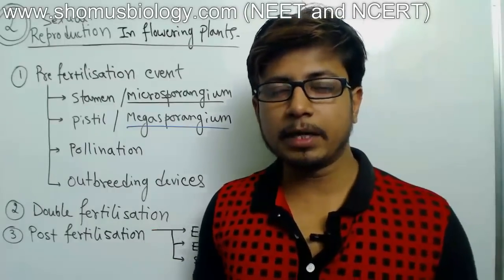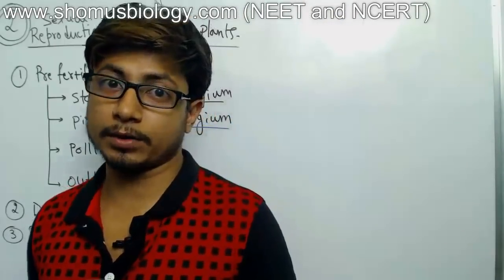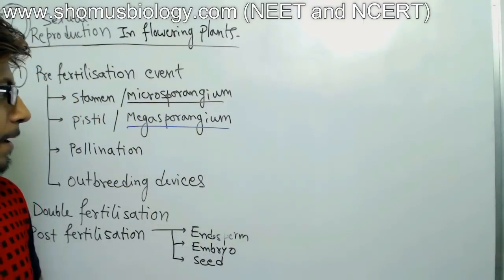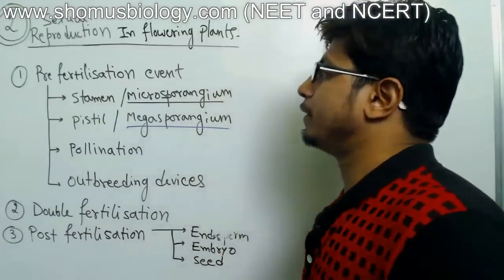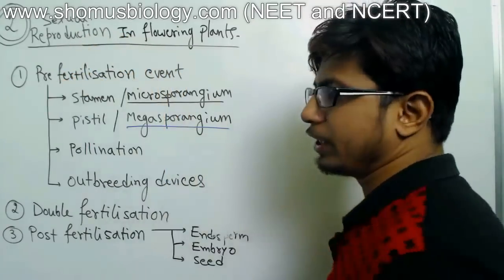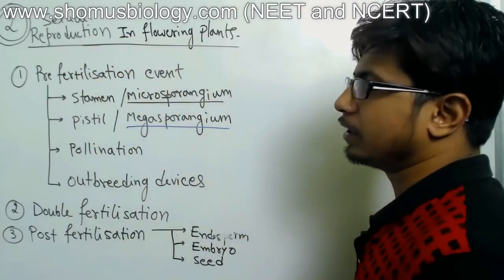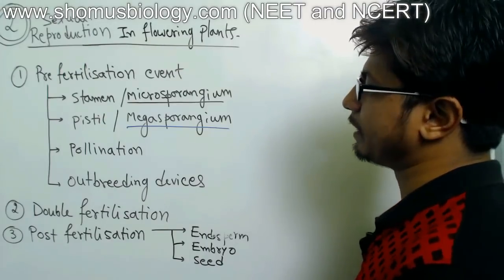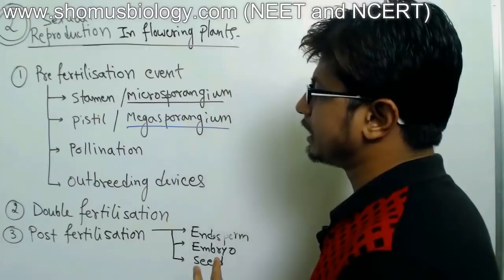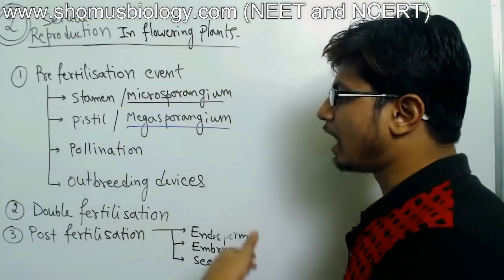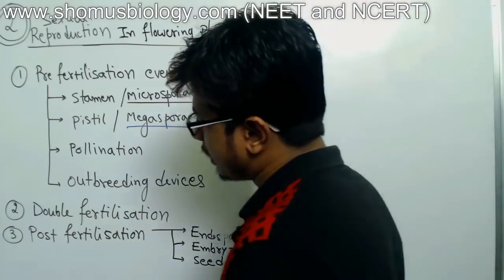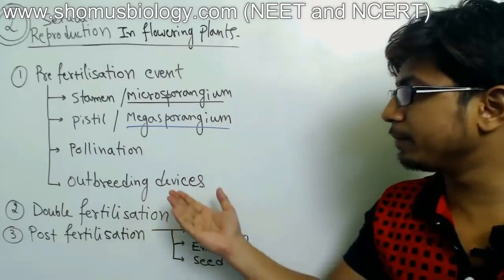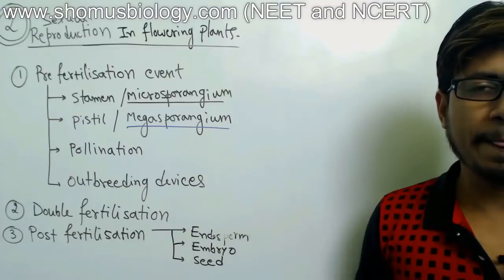Hello friends, now we are looking at the third part of our chapter, sexual reproduction in flowering plants, and we've been talking about the different parts of it. We've been talking about the pre-fertilization event. We talked about the stamen and associated development, and the pistil and associated development. Now it's time to understand the idea of pollination and outbreeding devices. Both of these terms are really important to understand before the double fertilization event.